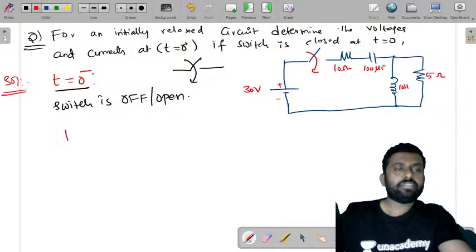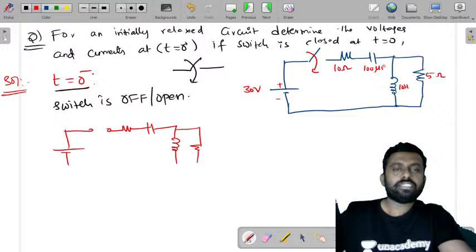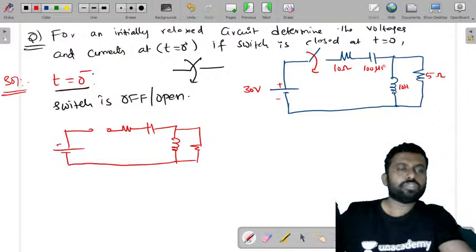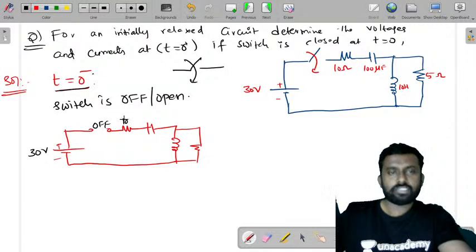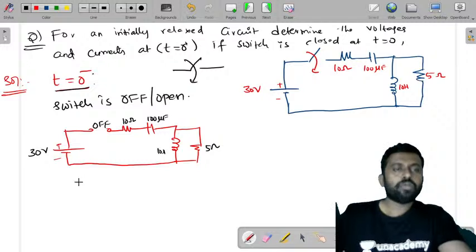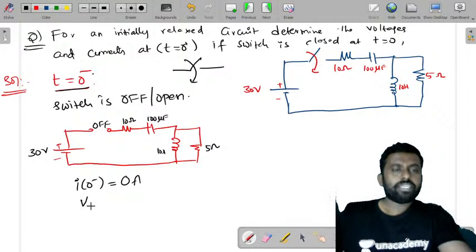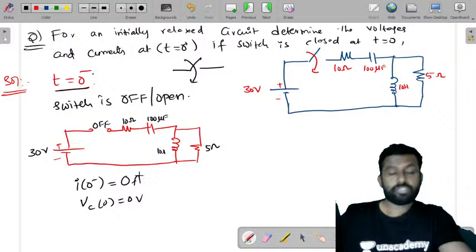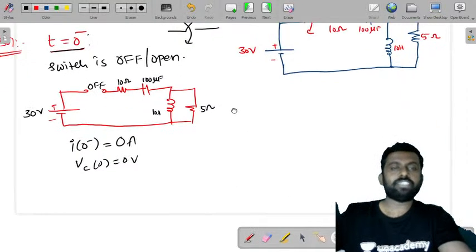Now let's try to draw that. When the switch is open, this is the resistor, capacitor, inductor, and resistor connected to the source, plus minus. What are the values? 30 volts, this is off, resistor 10 ohms, 100 microfarad, 10 Henry, 5 ohms. Now when you do this, what is the current? I of 0 minus, because this is open, is 0 amperes. Voltage across capacitor, 0 volts. So everything is 0.